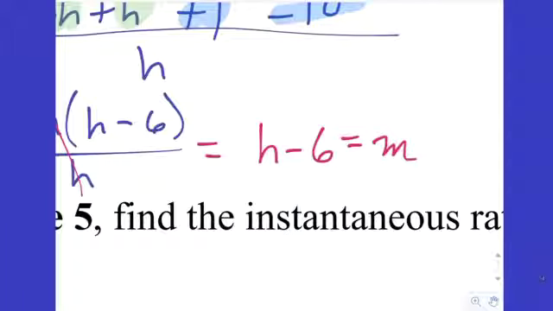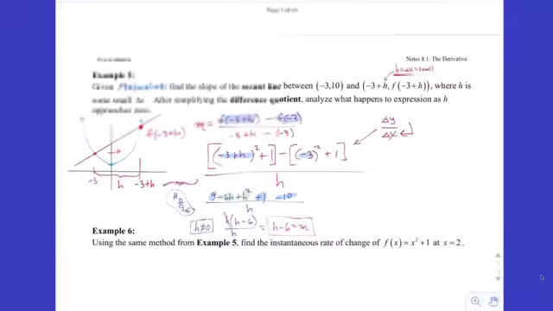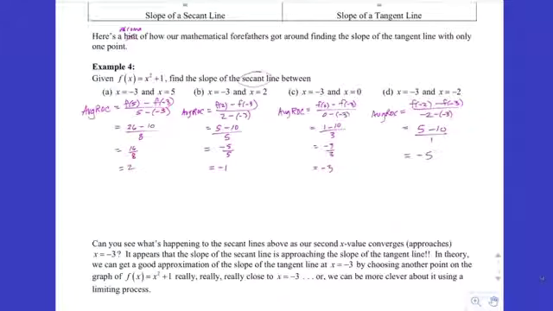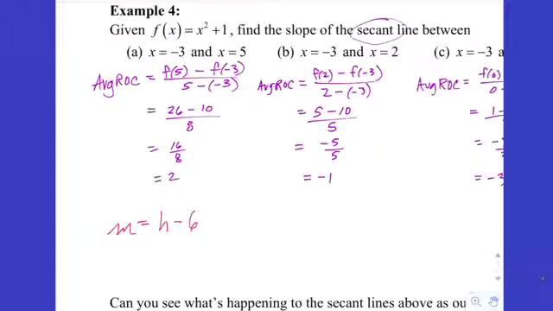Whoa, wait, hold on. So you're telling me that the slope of the secant line between the point negative 3, 10 and some other point that's h units away from negative 3, the slope of that secant line is h minus 6? Yeah. So remember up here we did all those calculations? They were arduous, right? Setting it up, and then having to plug in f of 5. What is that? Okay, 26. Blah, blah, blah. You mean to tell me that I could just use the formula slope equals h minus 6 on all those points? And the answer is, yeah, you could.